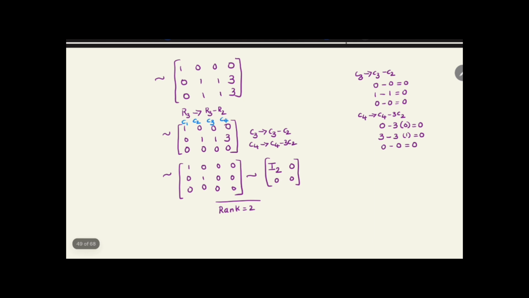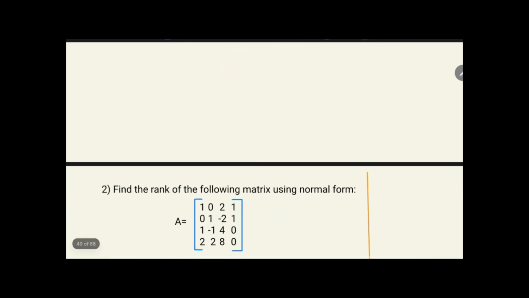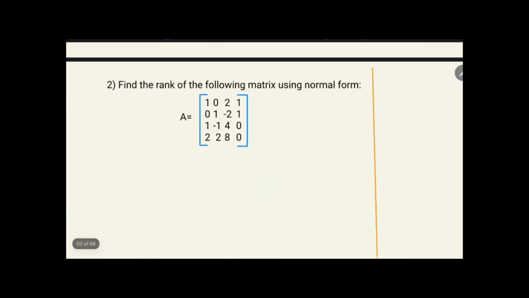Is that clear, students? All the steps? Now, let's go to the second problem.